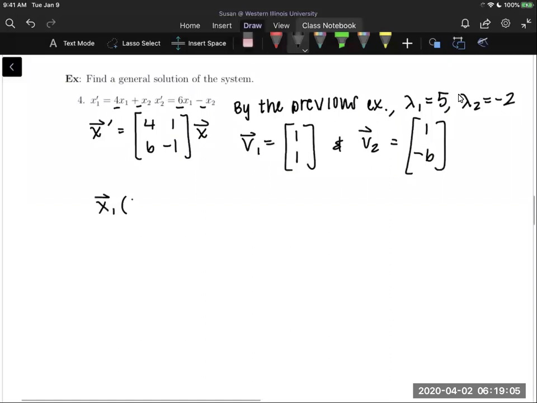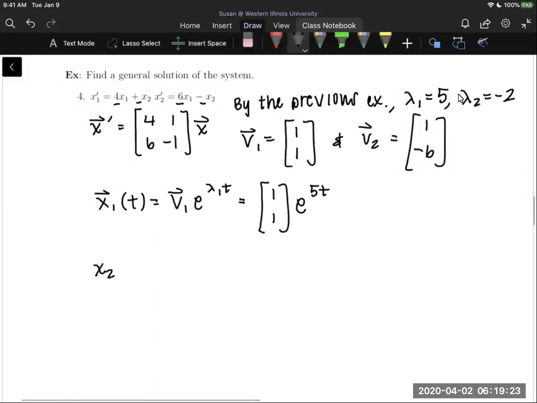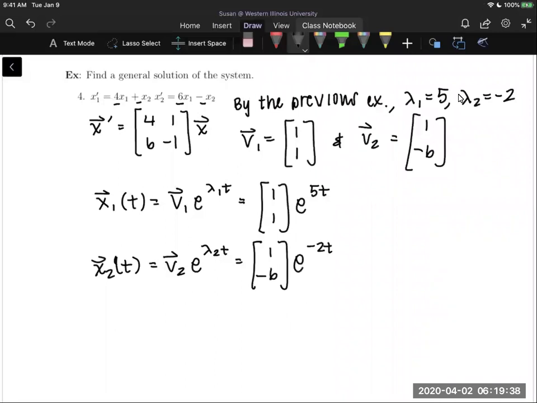Now we're going to set up our solutions. So remember that first solution is going to be V1 e to the lambda 1 t. So in this case, it's 1, 1 e to the 5t, and x2 is similarly going to be v2 e to the lambda 2t, which is 1, -6 e to the -2t. So these are our two solutions.